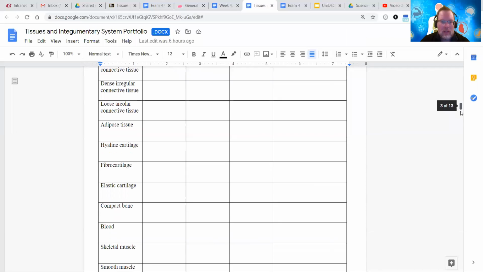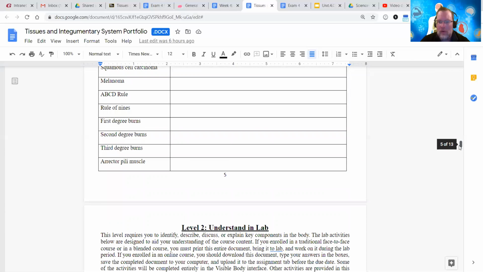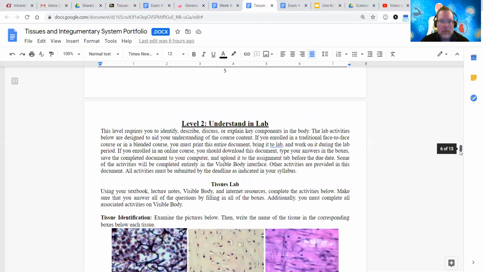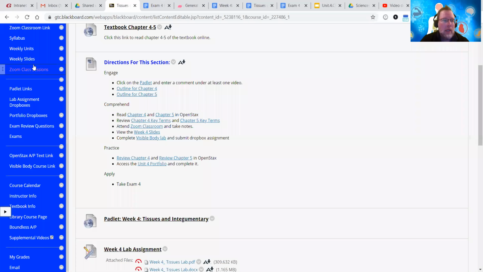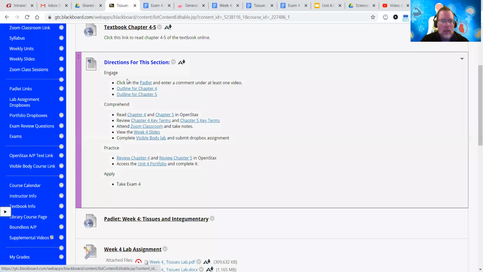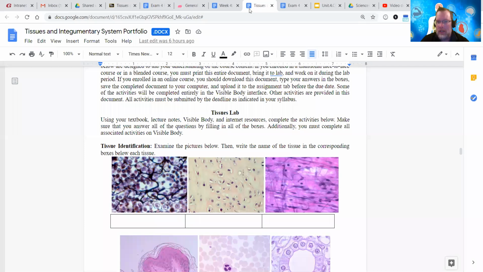So again, just go through, and the definitions are in the terms area as well. And you also want to remember, let me go back here really quick. In the weekly units, you're also going to want to take a look at these two outlines. They're going to contain quite a bit of information that's going to assist you in answering these questions.